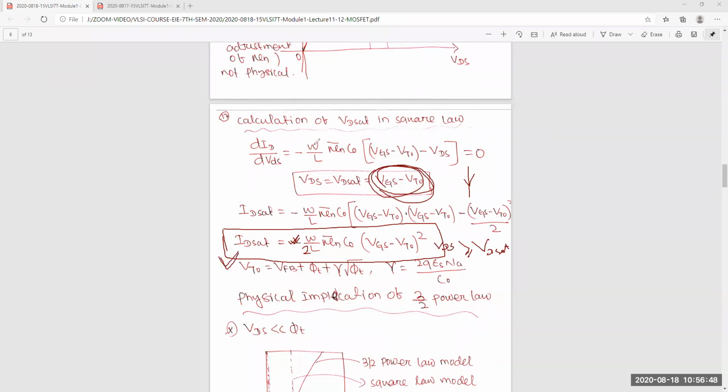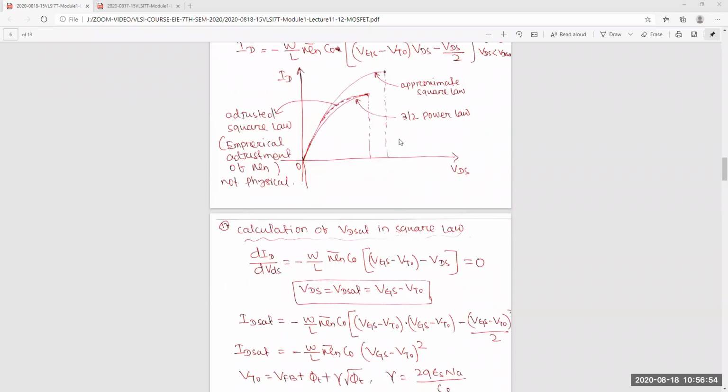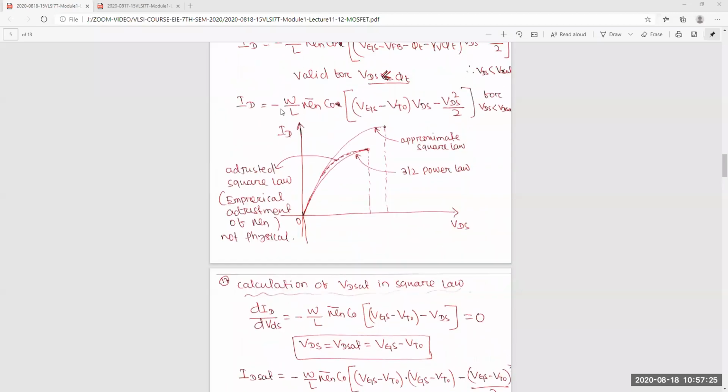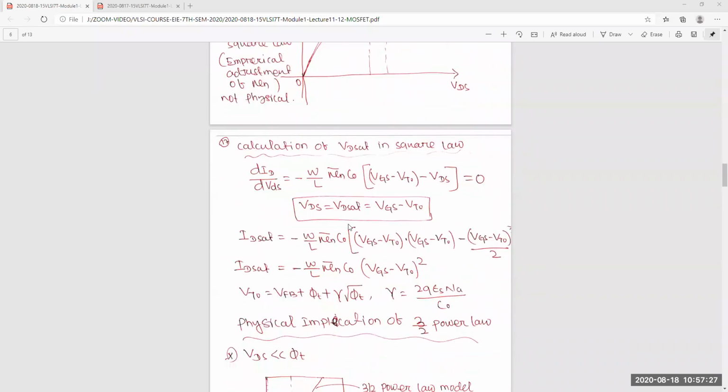Okay. So here two equations you found. One is saturation, another is linear. So linear is when VDS is less than VD sat. That means if your VDS is less than VGS minus VT, so that is your what? Linear or saturation? Linear. Okay. And if VDS is greater than VD sat, or VGS minus VT, that is your saturation. So now two equations we found. This is linear and this is saturation.